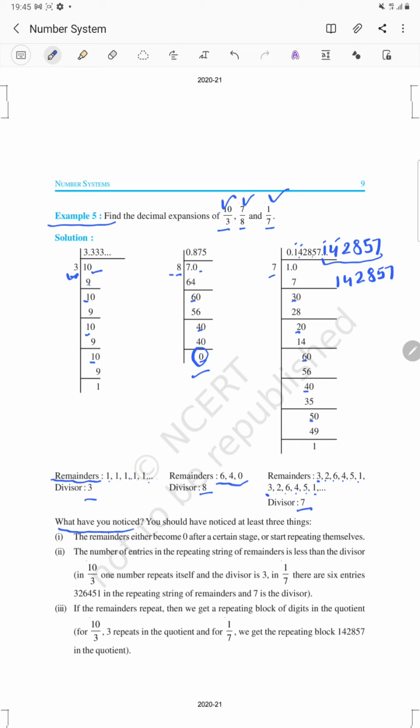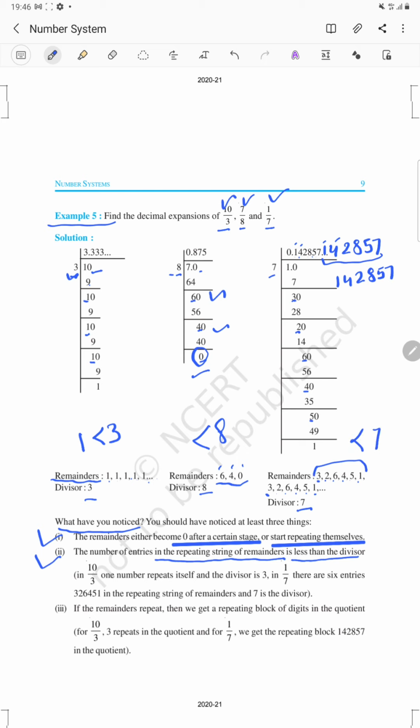So what have you noticed here? Number one, the remainder either becomes 0 after certain stages or starts repeating itself. The second observation is that the number of entries in the repeating string of remainders is less than the divisor. Here the remainder is 1, 1, 1 and 1 is less than 3. In this case also the remainders are 6, 4, 0, and all these are less than 8. In this case also the remainders which are coming are always less than 7.